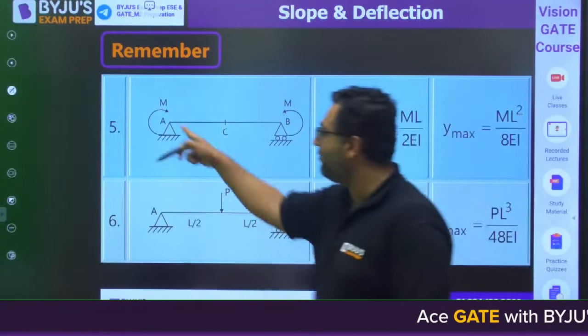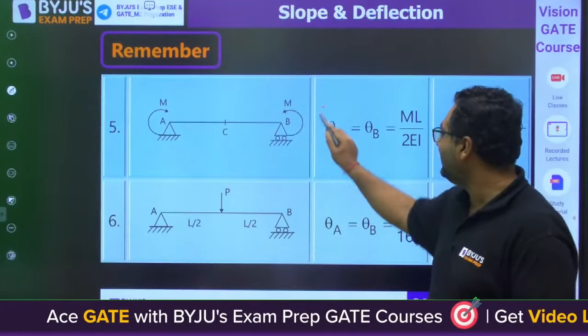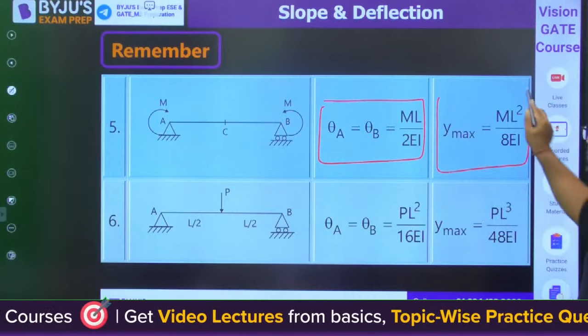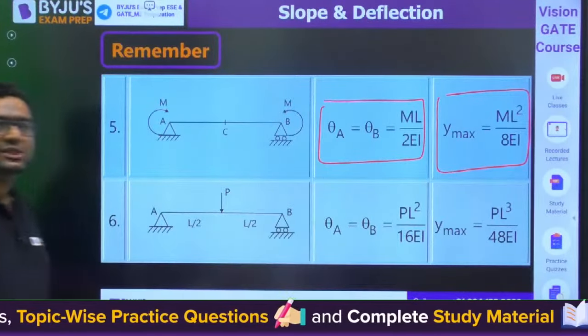Then if we are having a simply supported beam with point moments at both ends, then theta A and theta B will be ML upon 2EI and Ymax will be ML square upon 8EI. Okay guys, do like and share the session guys.